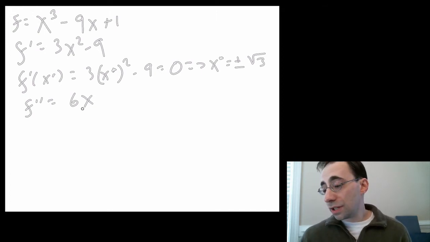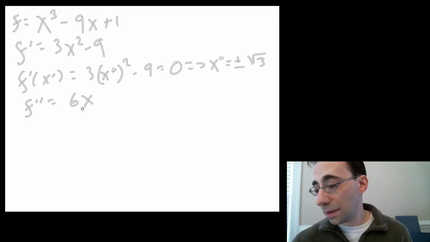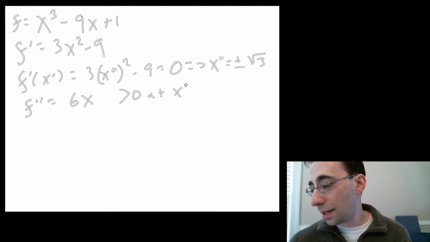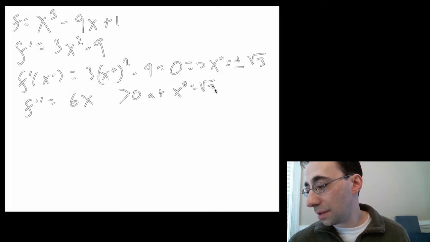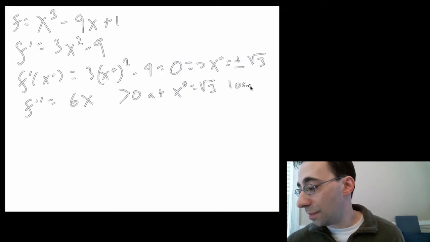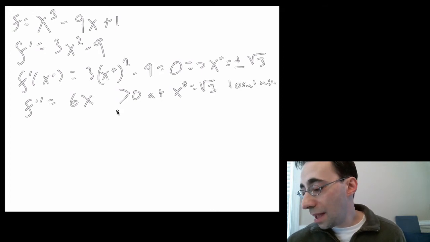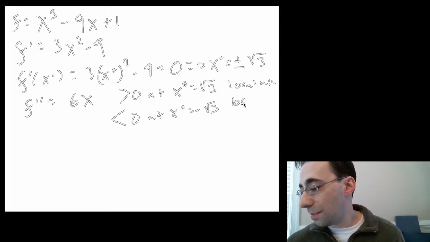If x star is positive, that's positive. So it's greater than 0 at x star equals the square root of 3. So this is a candidate, this is a local minimum here. And it's less than 0 at x star equals negative the square root of 3. So that could be a local maximum.